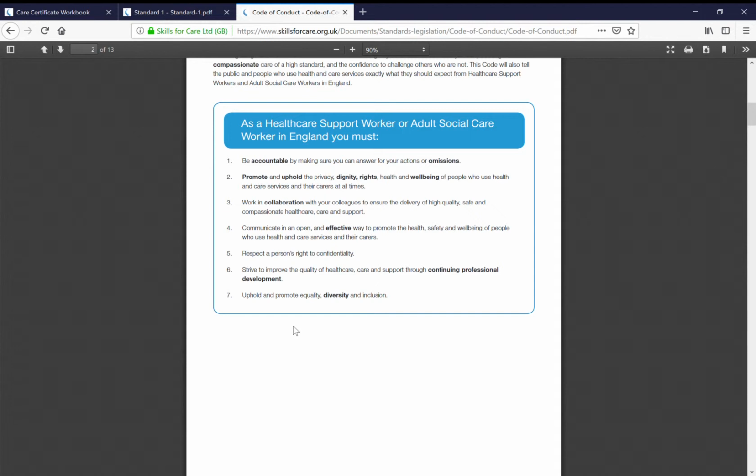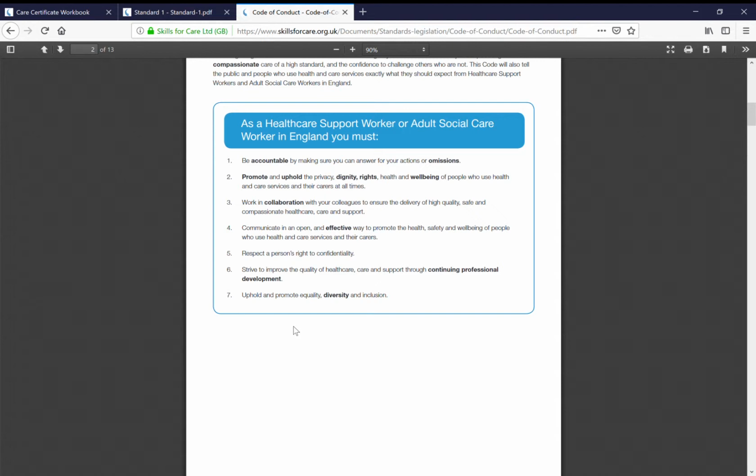So we've got 1, be accountable, making sure you can answer for your actions and omissions. And what that means is that you're responsible for what you do and also what you don't do. So if it's not within our skill set and we're not the person to carry out that job, then we do need to think, how can I get support for that person? So we have to pass on that information to somebody. So we can't just get away with saying it wasn't my job or I didn't know how to do it. We need to pass on that information to somebody who can do it.